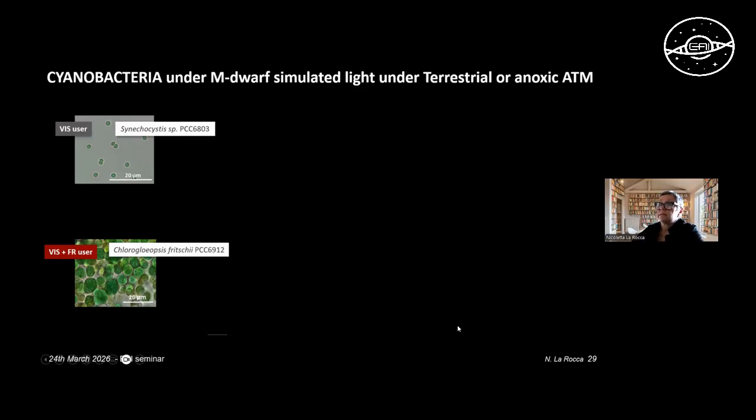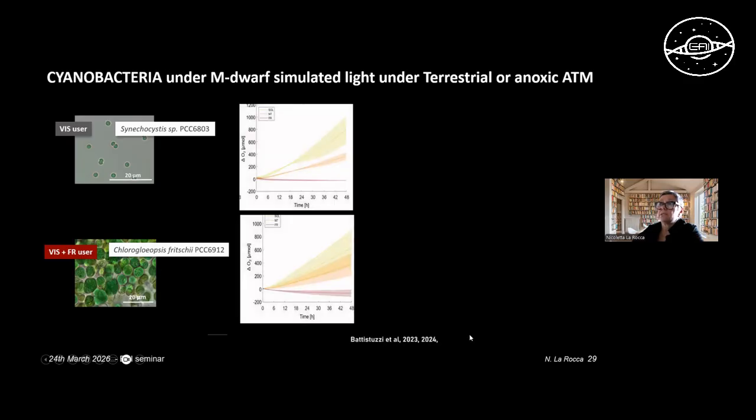And we analyzed their photosynthetic performances, and we saw that in both organisms the photosynthetic activity under M-dwarf starlight was quite high, and so quite efficient, not comparable with the activity under solar light, but near the photosynthetic activity under solar light. And so it is possible to perform photosynthesis and to release oxygen under M-dwarf starlight.